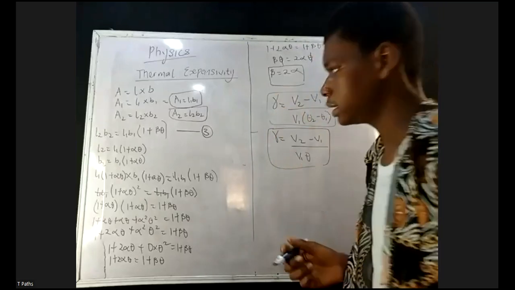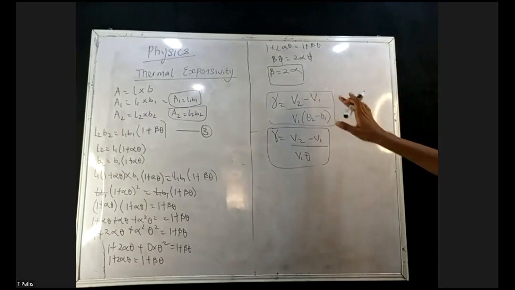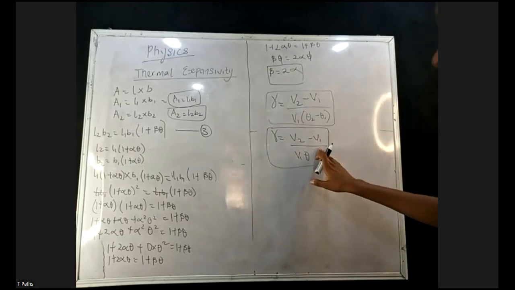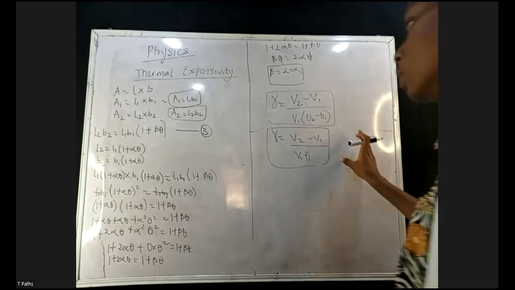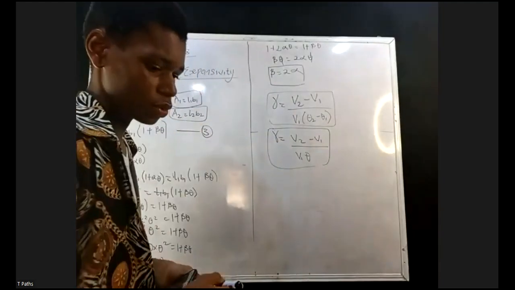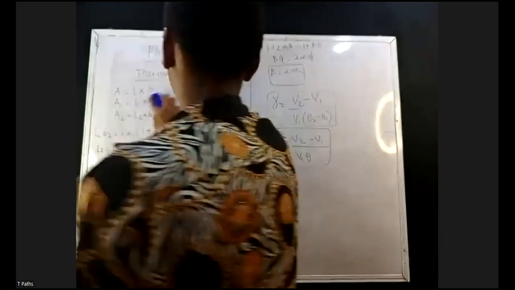So now what I want to do again is find the relationship between cubic expansivity and linear expansivity. I'm going to do that just like we did the previous one, but since we already did something like this, I'm going to make it faster. Then we'll move to a worked example.